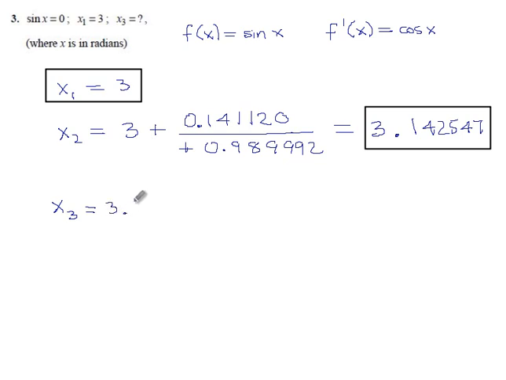So for our next step, 3.142547 minus, we take this number and put it into our function, which means we sine it. So we have to put 3.142547 into sine, make sure you're still in radian mode, and that comes out to minus 0.000954.